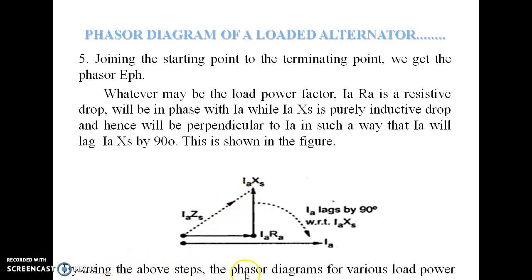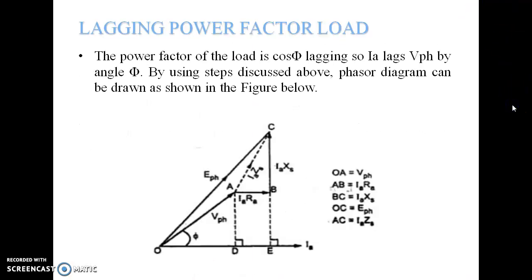By using the above steps, the phasor diagram for various load power factor conditions can be drawn accordingly. Now, first of all, we will see the lagging power factor load. The power factor of the load is cos phi, lagging. So, IA lags VPH, current lags the voltage by an angle of phi. By using the steps discussed earlier, the phasor diagram can be drawn as shown in the figure below.